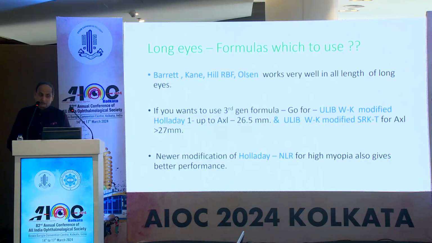If you want to use the third generation formula, you can go for ULIB Wang-Koch modified Holladay 1 for 26.5 and ULIB Wang-Koch modified SRK/T for more than 27. Newer modifications of Holladay, the NLR for high myopia, also give better performance. Well, but this is like choosing which phone when you go to a store, or which sari you want to actually buy.